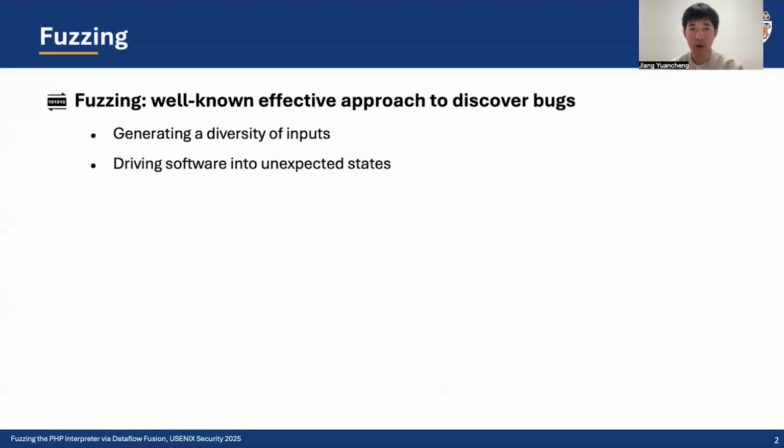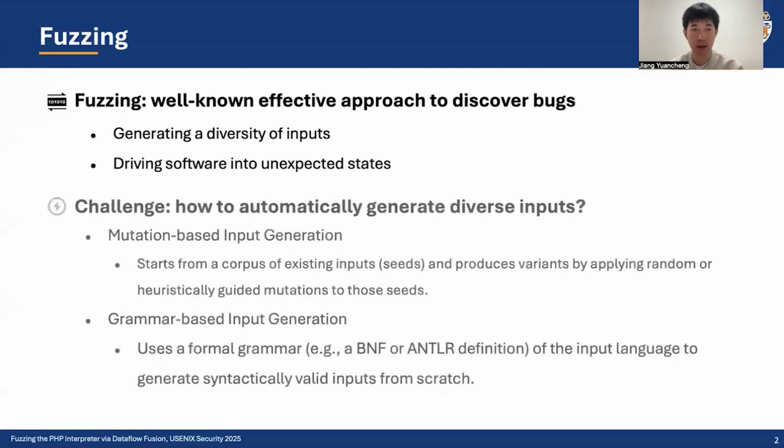Fuzzing is a well-known effective approach to discover bugs. It generates a diversity of inputs and drives software into unexpected states. The challenge of fuzzing is how to automatically generate diverse inputs.